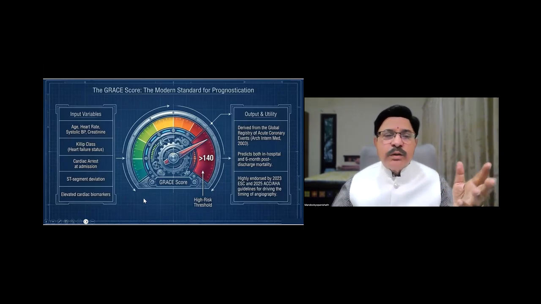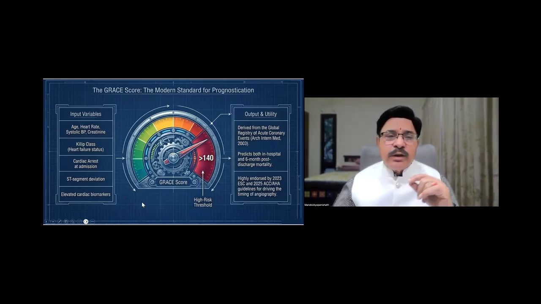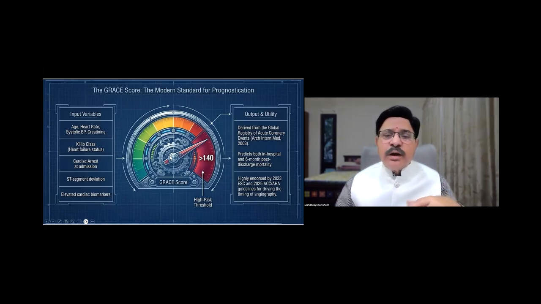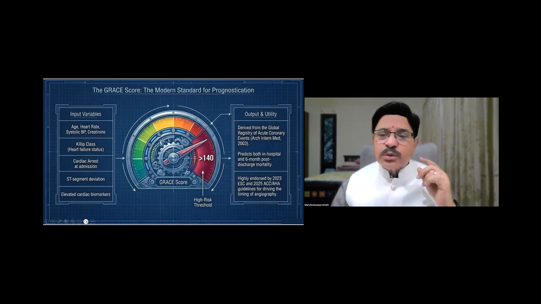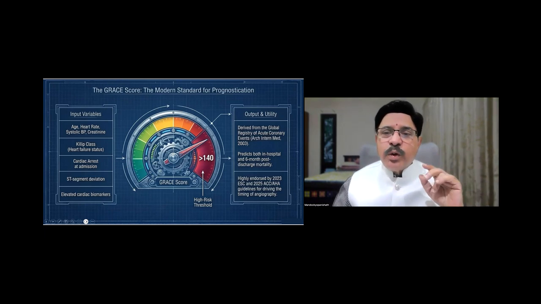So how do I calculate? You can't put any number and write it here. You put these variables in the medical calculator: age, heart rate, systolic BP, creatinine, Killip class, cardiac arrest yes or no, ST segment deviation yes or no, elevated biomarkers yes or no. You put it in and it will give a summary score. What is the cutoff? Anything less than 140 is very safe. More than 140, it is the high-risk threshold. You must go to the cath lab. How do I know that?